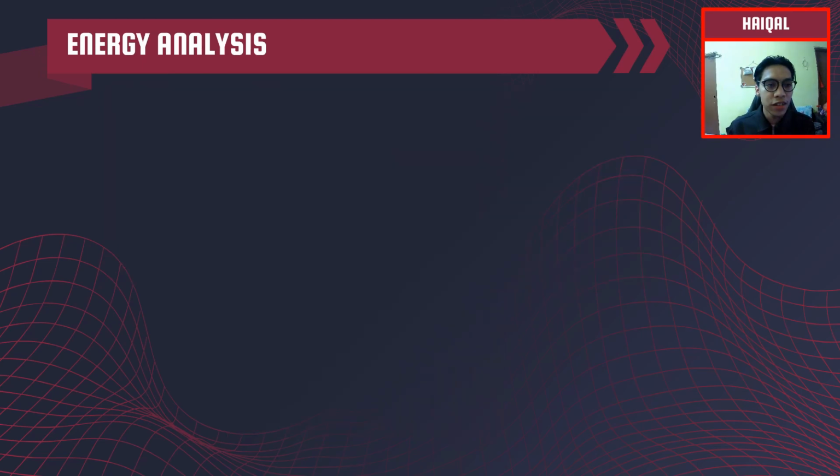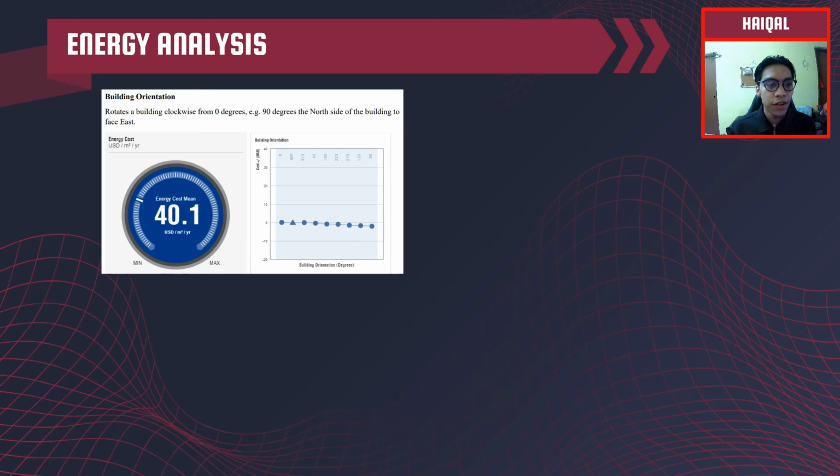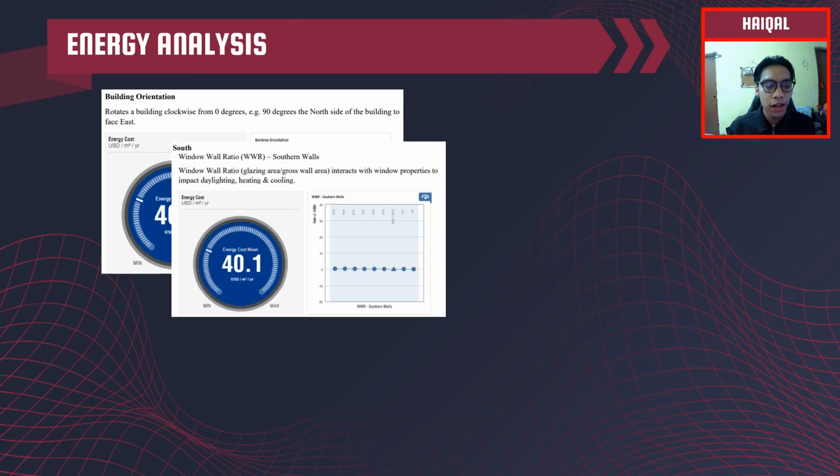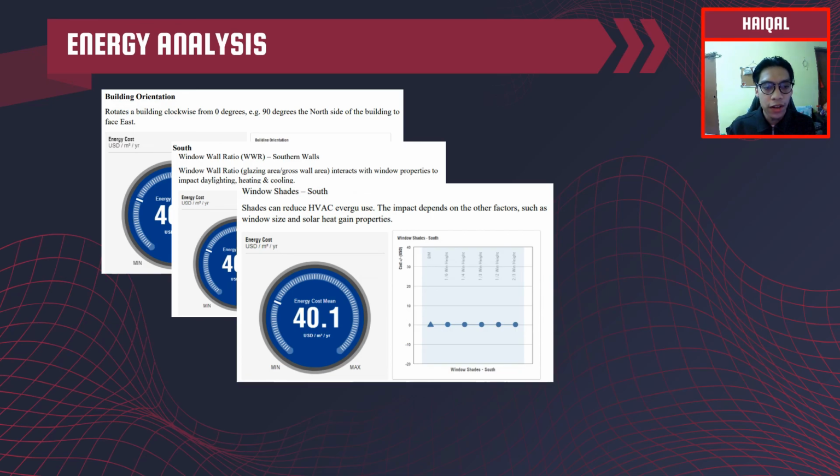Other than that, energy analysis also contains building orientation, which rotates a building clockwise from 0 degrees, e.g., 90 degrees makes the north side of the building face east. Other than that, the window wall ratio, which is glazing area over gross wall area, interacts with window properties to impact daylighting, heating and cooling. Other than that, the window shade.